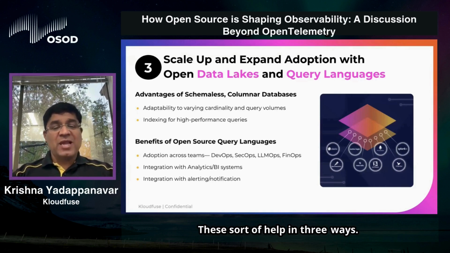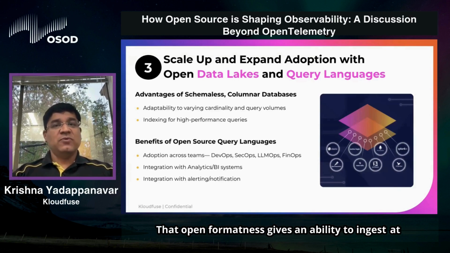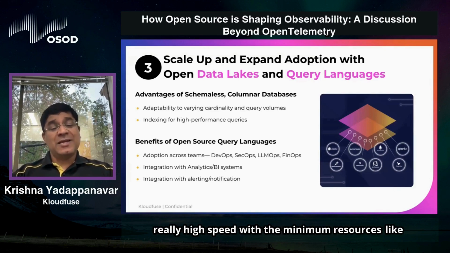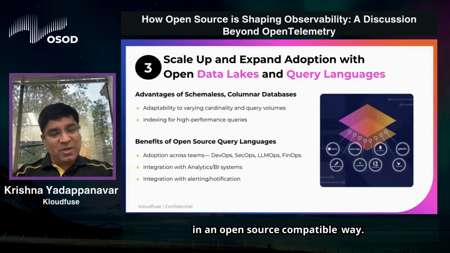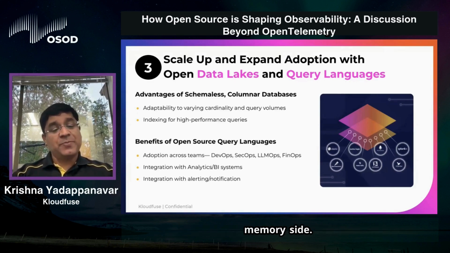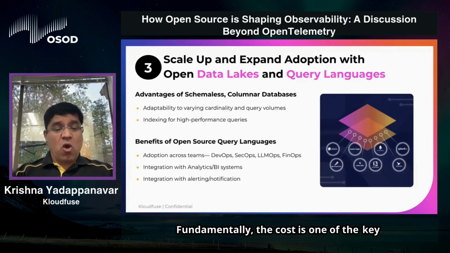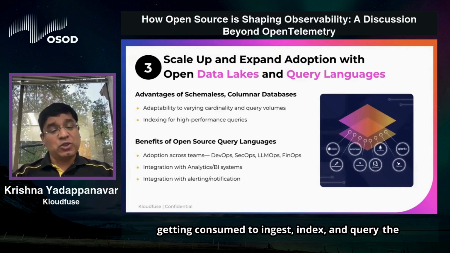These sort of help in three ways. That open formatness gives an ability to ingest at really high speed with the minimum resources like compute and memory. It helps to store the data with the relevant indexes in an open source compatible way. It also helps you to query the data, again, with minimum resources on the compute and the memory side. Fundamentally, the cost is one of the key dimensions which will drive as the resources are getting consumed to ingest, index, and query the data.